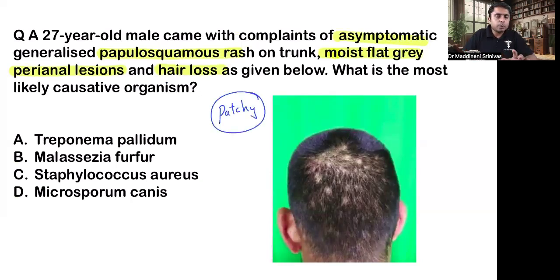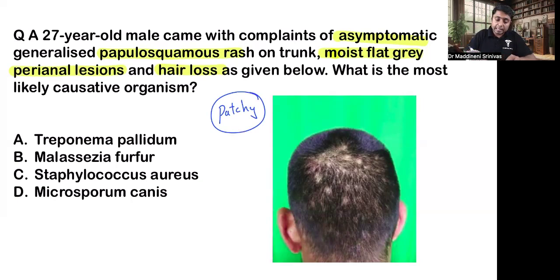And I hope you do remember the very important differentials for patchy alopecia. The important ones are alopecia areata, tinea capitis, trichotillomania, and secondary syphilis. So these were the 4 differentials which you should think of. Among the 4, what do you think is the diagnosis here?